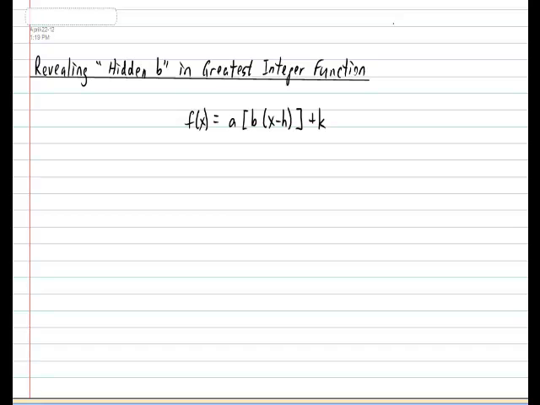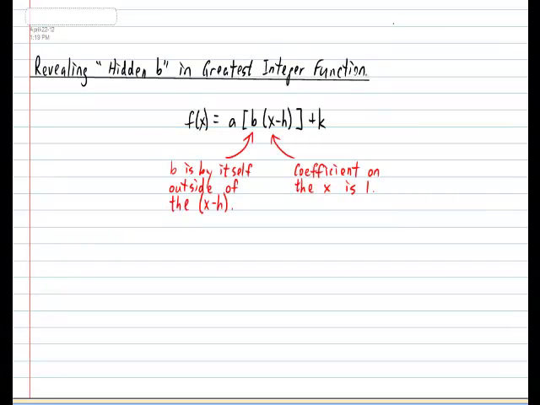There are two big reasons for this. The first reason is that in proper format, the variable b is always standing by itself outside of the x minus h bracket. And the second reason is that this is proper format because the coefficient on the x is 1.